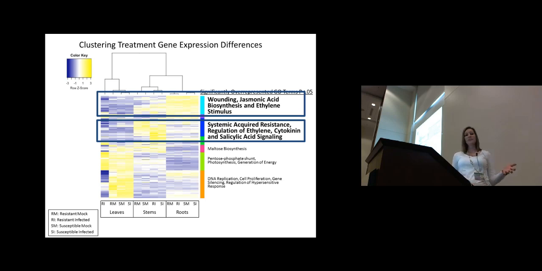We also see hormones being differentially expressed. And a lot of these hormones are defense-specific, like jasmonic acid, ethylene, and salicylic acid.